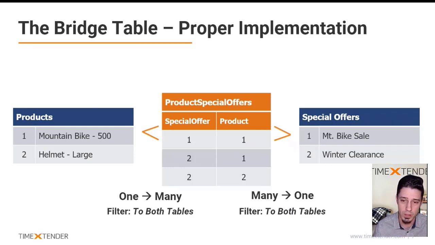Right, so let's take our first example here. On the left side, products to our bridge table, product special offers, is a one to many relationship. Products being the one side, the bridge table being the many side. And over here, special offers is the one side of the relationship, and the bridge table, which is product special offers here, is the many side of the relationship.